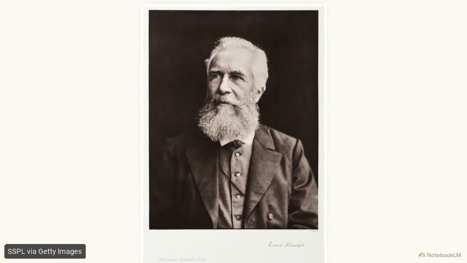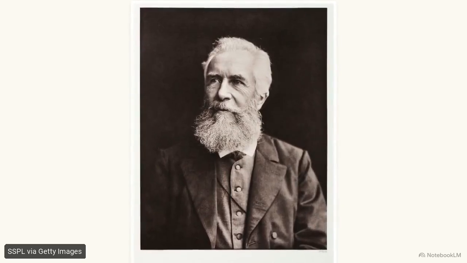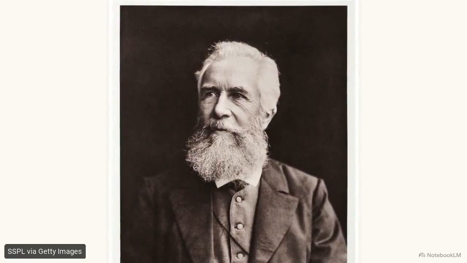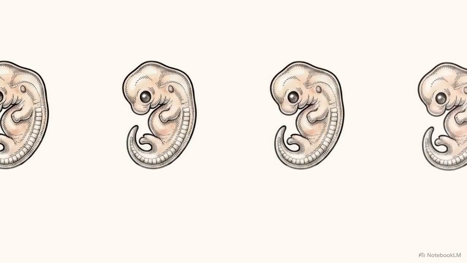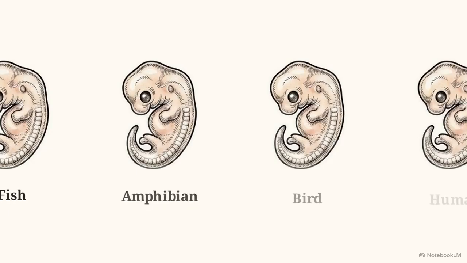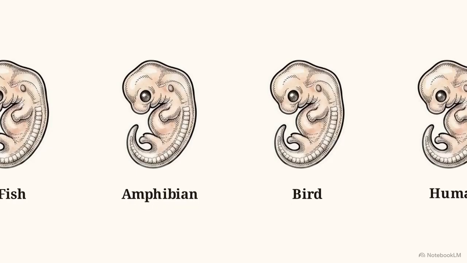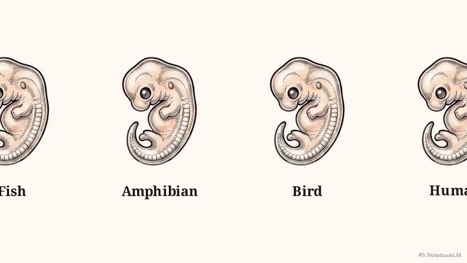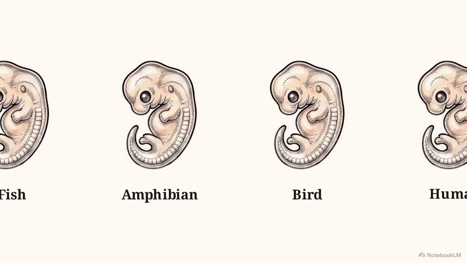Searching deeper into the development process brings us to embryological evidence and the biogenetic law proposed by Ernst Haeckel. Haeckel stated that ontogeny recapitulates phylogeny. Essentially, an organism repeats its ancestors' evolutionary stages during embryonic development. You can see this in early vertebrate embryos. Whether fish, bird, or human, they all initially develop pharyngeal gill slits and tails.